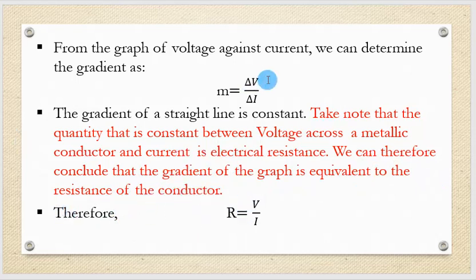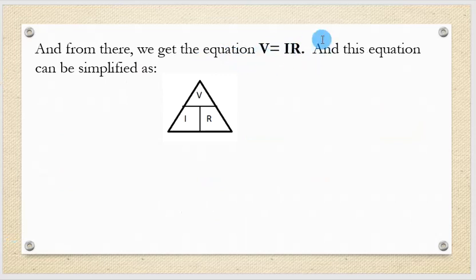So in this formula, where M is, we replace it with R. So R is equal to V over I. We can manipulate this equation to make V the subject of the formula, and it becomes V is equal to IR. This is the one we have here. We can use this simplified way of making any one of the quantities the subject of the formula. When you cover V, you are saying V is equal to I multiplied by R. When you cover I, you are saying I is equal to V over R. When you cover R, you are saying R is equal to V over I.